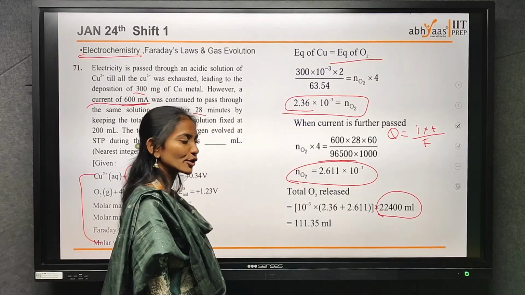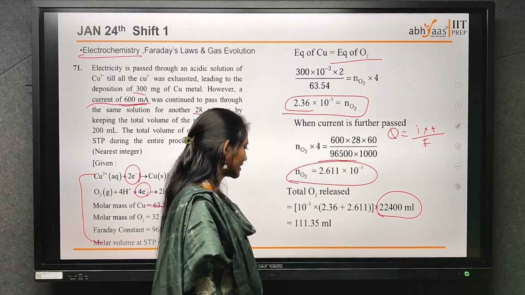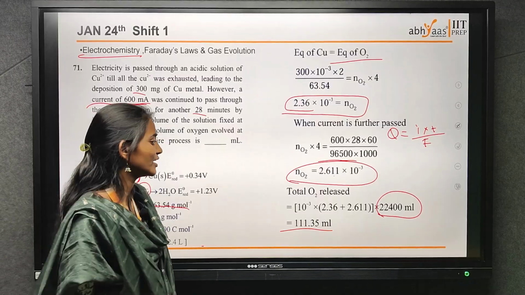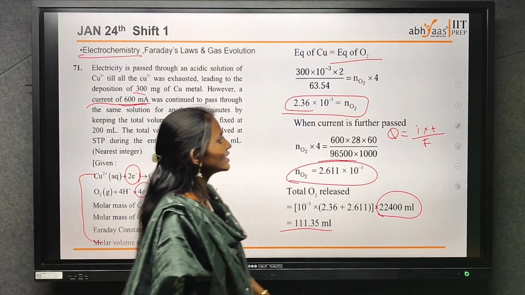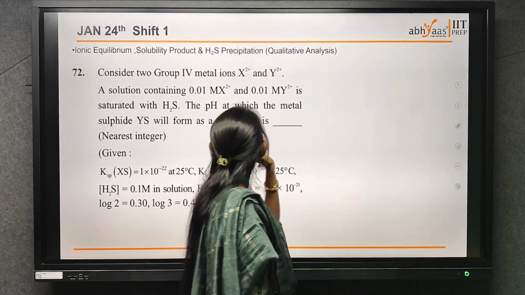For 1 mole, 22.4, right? So if you do the calculation, you are getting 11.35 milliliters. Okay? Calculation is somewhat lengthy. Moving on to next question.